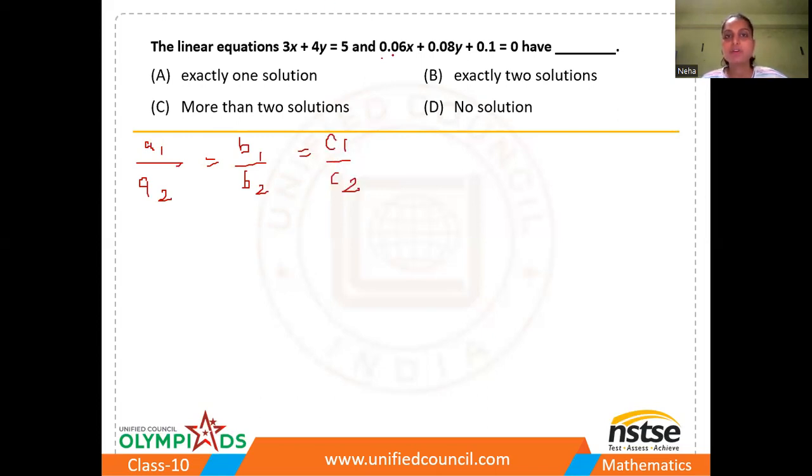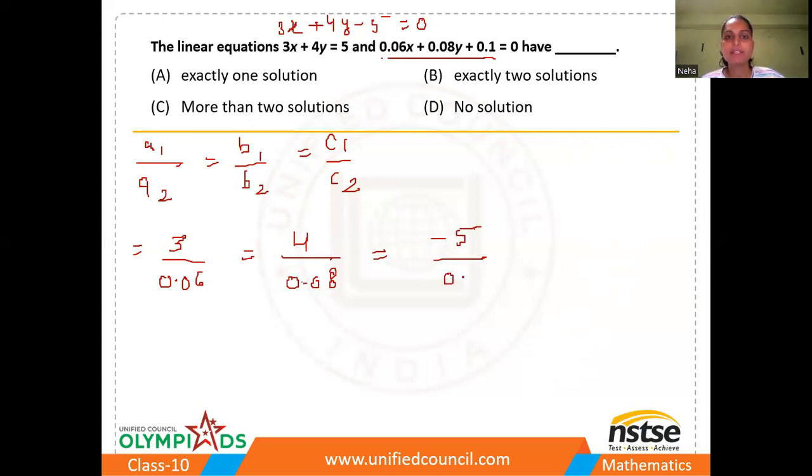Okay, so first of all, this equation is in the fundamental form, but this equation I can write 3x plus 4y minus 5 equals 0 in the fundamental form. So a1 is 3, a2 is 0.06, and b1 is 4, and b2 is 0.08. Correct? And c1 is minus 5, and c2 is 0.1. Okay, so one thing I can see is that c1 by c2 is not equal, right?